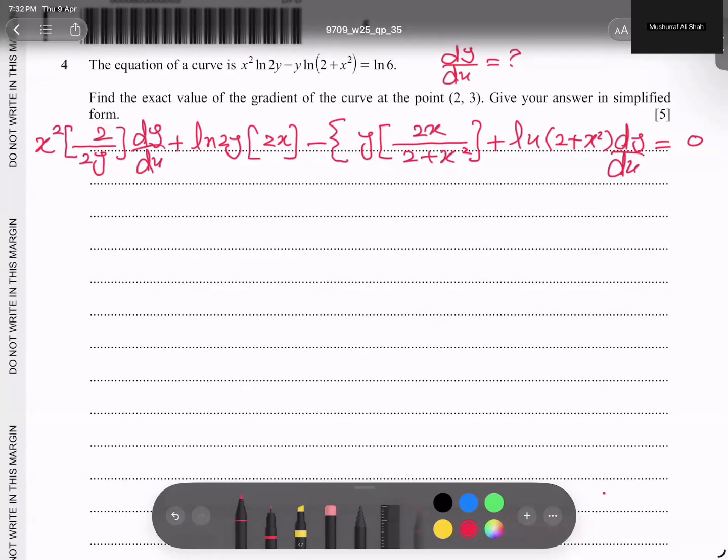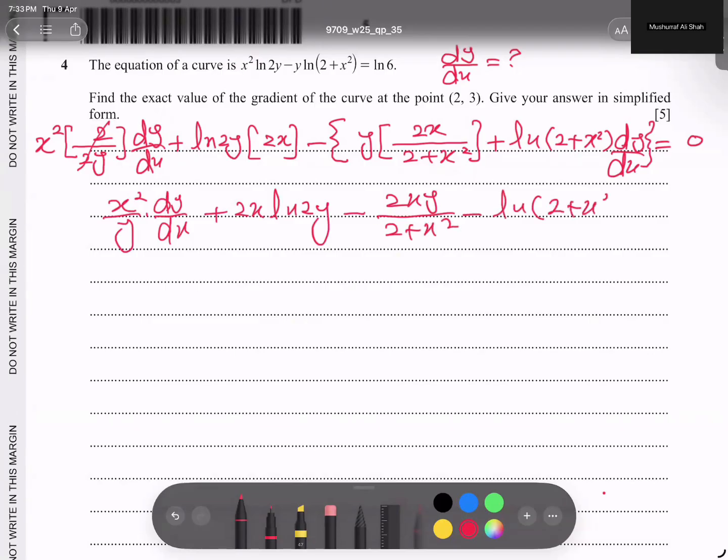I repeat my words. Log of this whole thing goes down, into the derivative here and into dy over dx. Don't forget it. So the 2s cancel out, and basically I'm getting here x squared over y into dy over dx. And what about this 2x? I'm writing before the logarithm. Done. And this curly bracket close I missed. So minus 2xy over 2 plus x squared. And minus logarithm 2 plus x squared times 2 dy over dx is equal to 0.